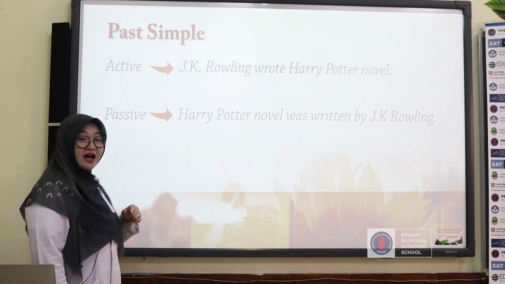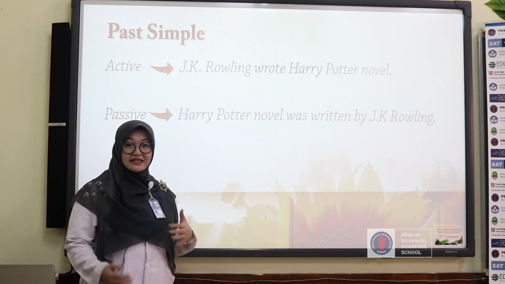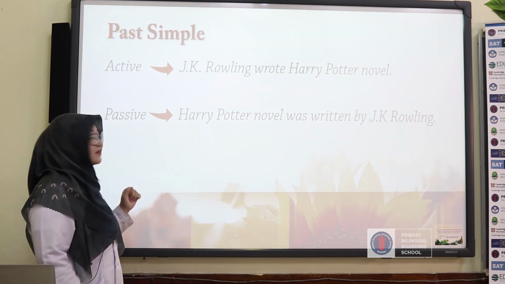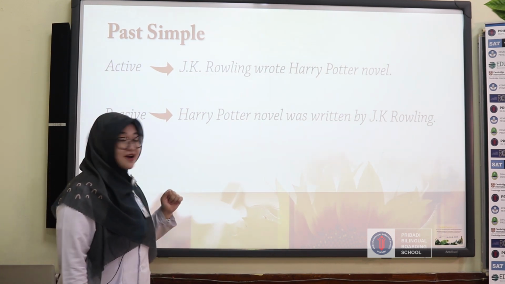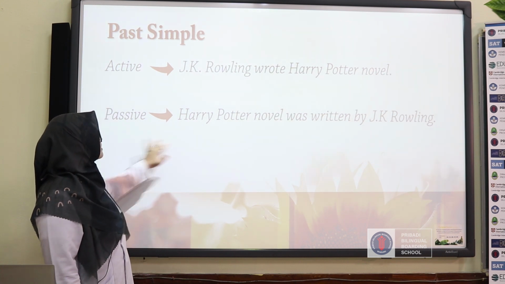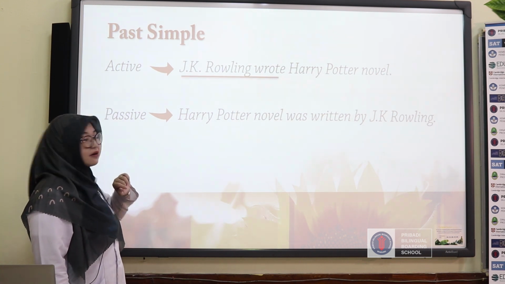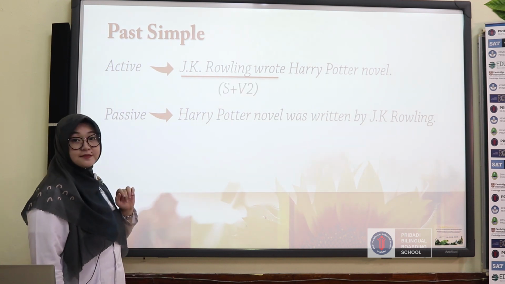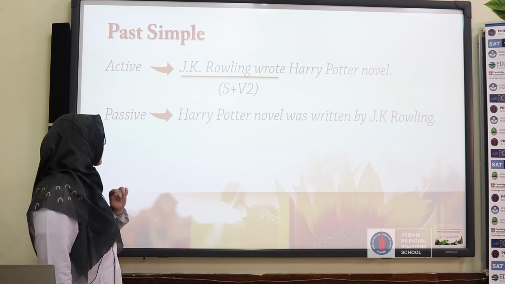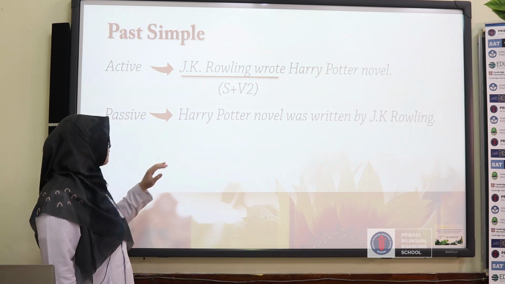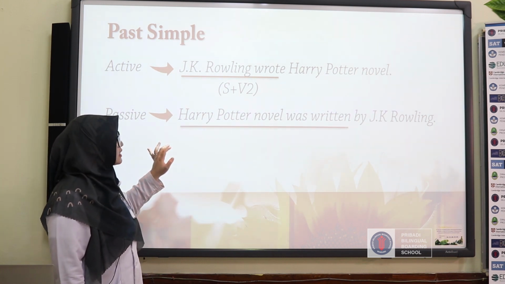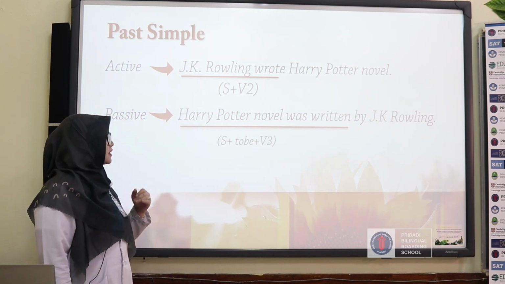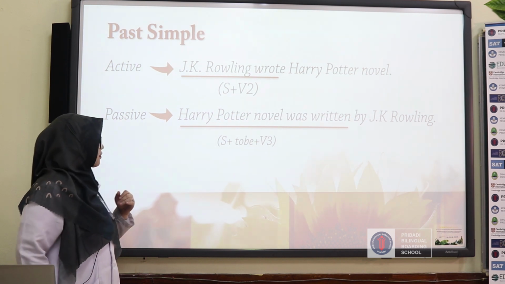Okay, now what other distinctive things can we see in these sentences? You are right, it's the verb. Okay, now look at the first sentence, J.K. Rowling wrote. So it's the subject plus past simple or verb 2. And then in the second sentence, the passive, Harry Potter was written. It's subject, to be, plus past participle or verb 3.